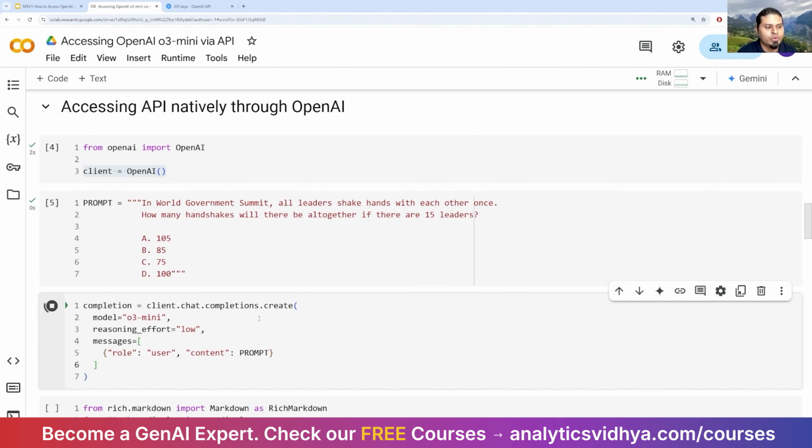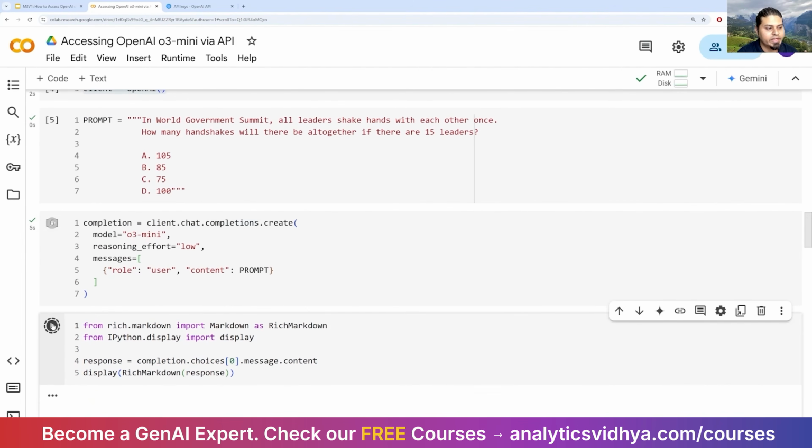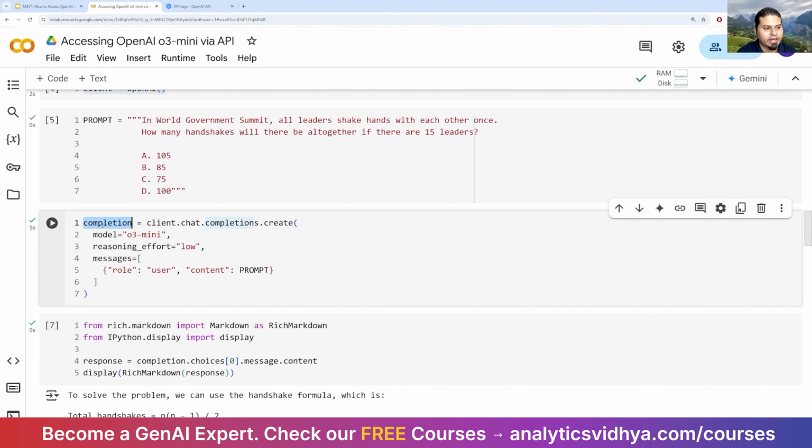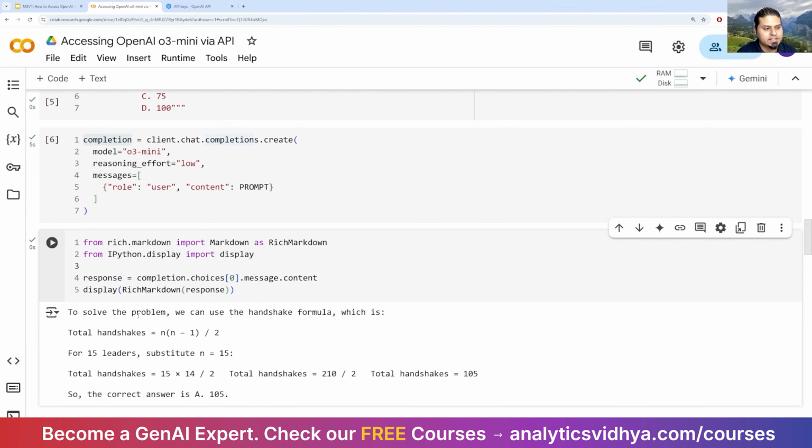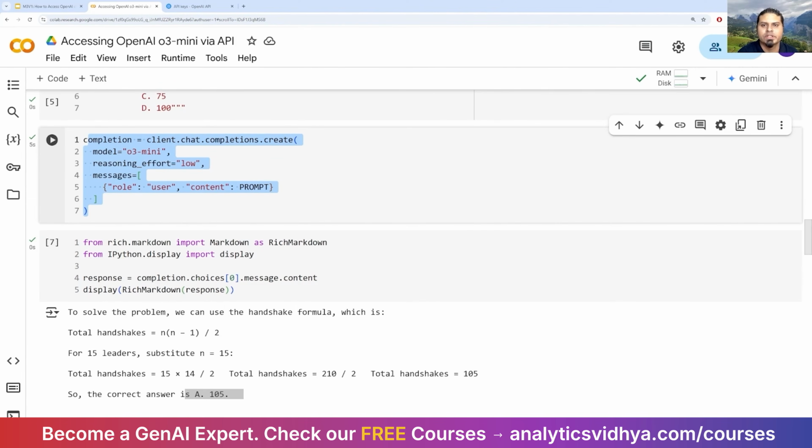And we run this. We will need to wait for the LLM to process our prompt and then return back the response. So it takes a few seconds. And then we can display the response by looking at the completion.choices[0].message.content, which returns the first response back to us, and we display it as a markdown. And we can see it tells us to solve the problem. We can use the handshake formula, which is basically nC2, and it gets the right answer. So that is how you access the o3-mini large language model through the OpenAI's API, which is pretty straightforward.